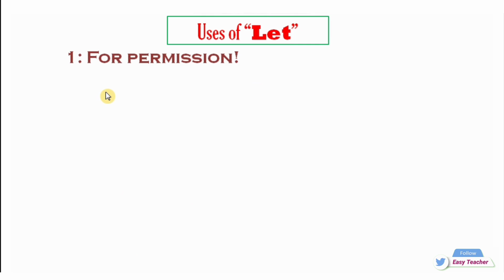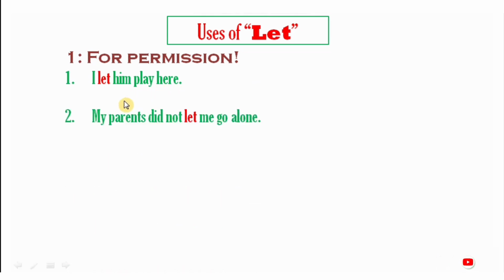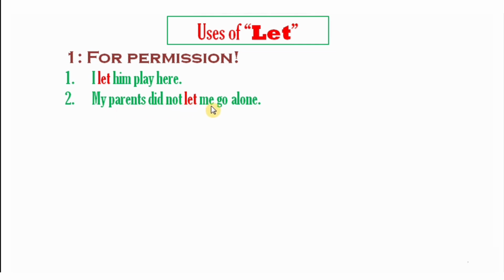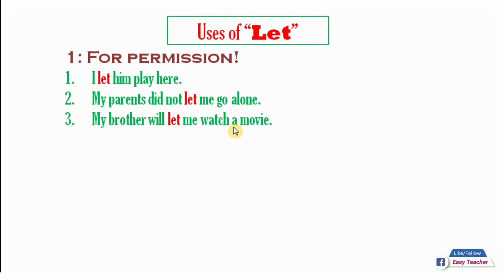The first main use of the word let is it is used for permission. For example, I let him play here. It means I allowed him to play here. My parents did not let me go alone. It means my parents did not permit me to go alone. Third is my brother will let me watch a movie. It means my brother will allow me to watch a movie.